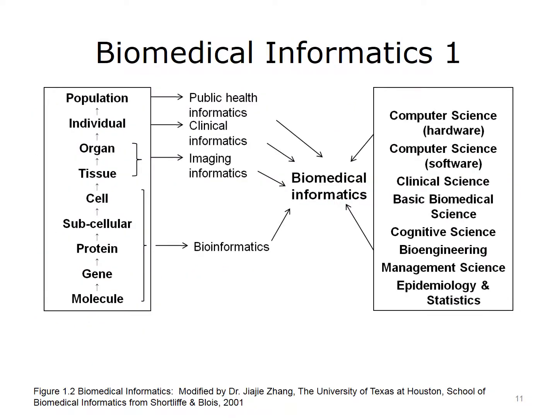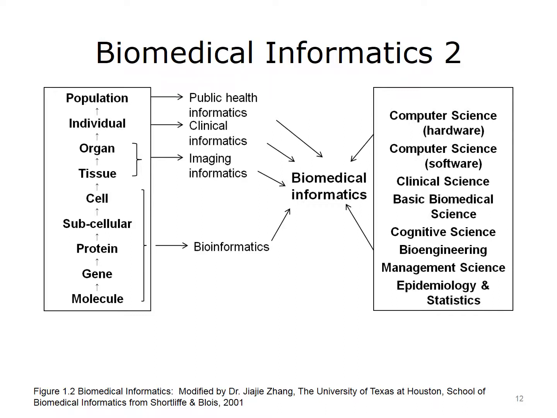Shortliffe and Blois, 2001, view biomedical informatics as 4 subfields, which is represented by Figure 1.2 shown on the slide. Public health informatics, clinical informatics, imaging informatics, and bioinformatics, each with a specific focus, as represented by the left-hand side. The right-hand side lists the component sciences in biomedical informatics, which includes computer science, clinical science, basic biomedical science, cognitive science, bioengineering, management science, and epidemiology and statistics. The next few slides explain Figure 1.2 further.